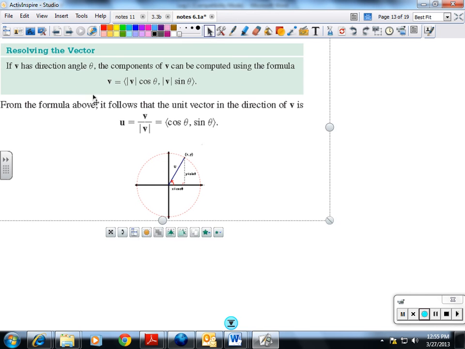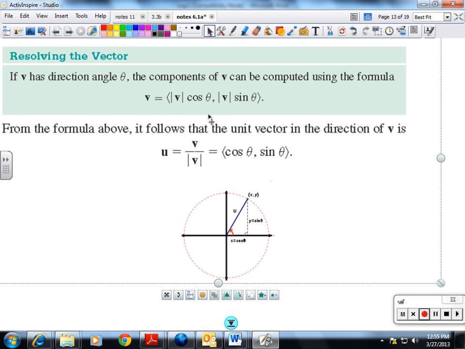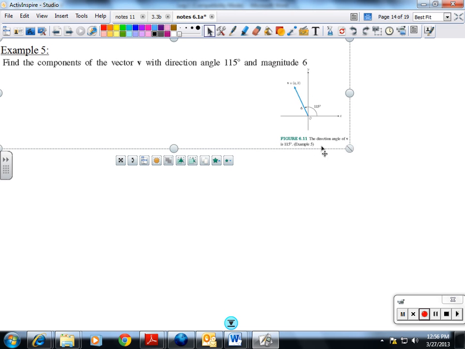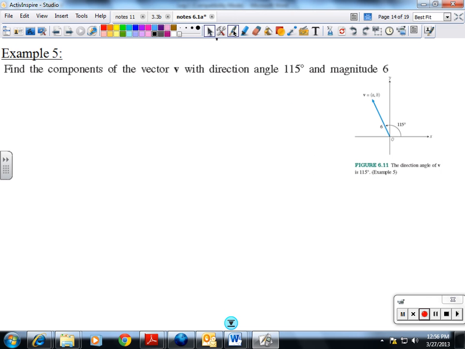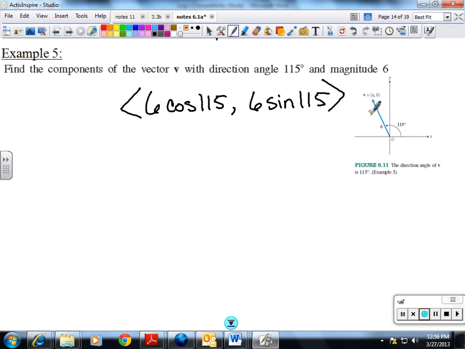The component form of a vector is just the magnitude times cosine of theta, comma, the magnitude times sine of theta. And you can always remember cosine comes before sine. So find the components of vector v with direction angle 115 and magnitude 6. It's just 6 cosine of 115, comma, 6 sine of 115, and we still need to be in degrees. You end up getting negative 2.54 and 5.44. I only went to 2 decimal places. I should have gone to 3. Oh well.